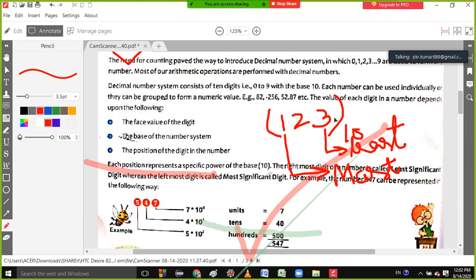So can we write 3 multiplied by 10 power 0? 10 power 0 means 1. Do you know, if any number has power 0, then the value will be how much? 1. Do you know this thing or not? If any number has power 0, then its value becomes 1. Do you know this thing, students? No, this is a mathematics term, students. What? No, sir.